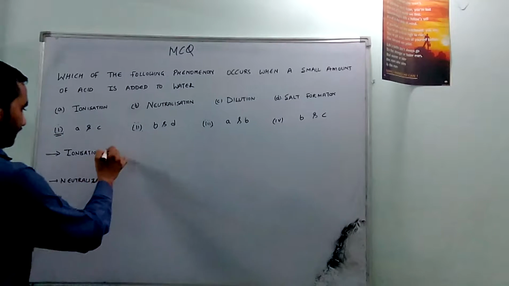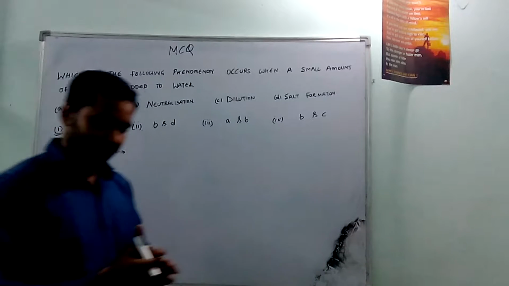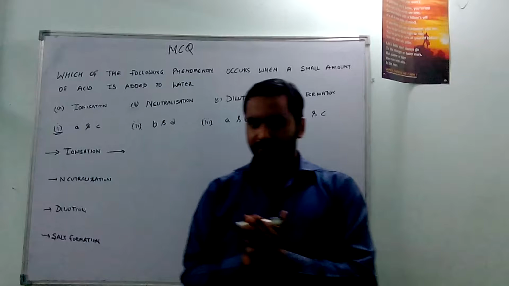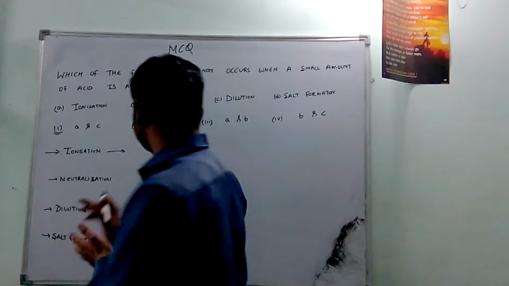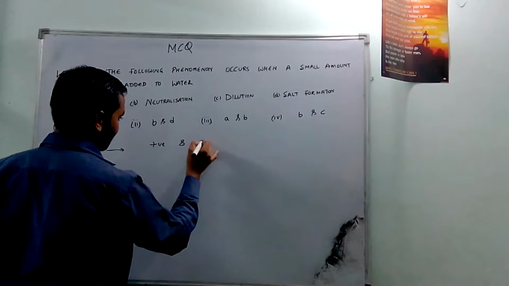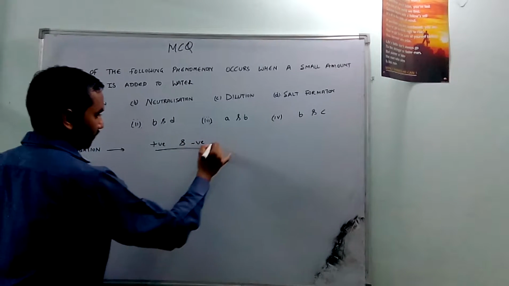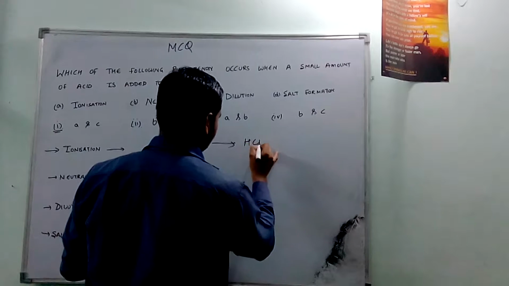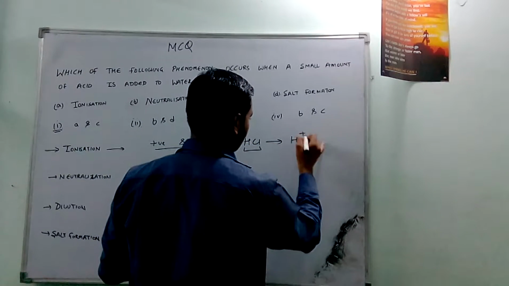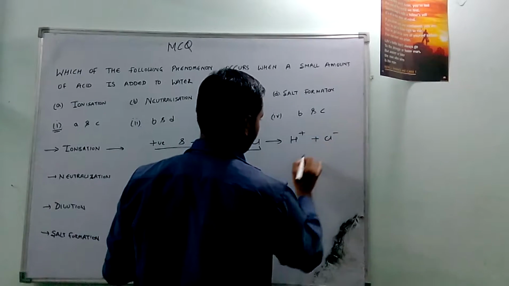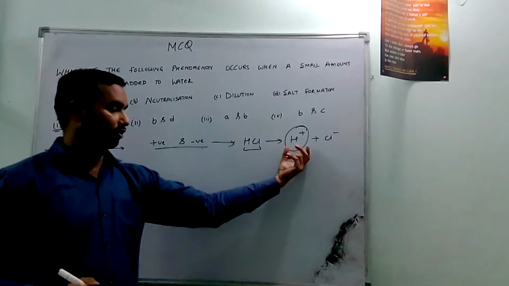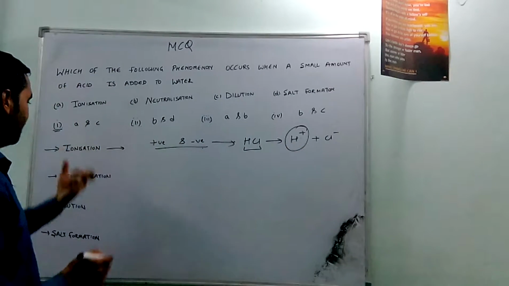Starting from ionization: ionization occurs in acids by the formation of ions, anions and cations, positive ions and negative ions. Like if I take HCl, hydrochloric acid, it forms a positive ion and a chloride negative ion, and this positive ion is called the hydrogen ion, formed in ionization.